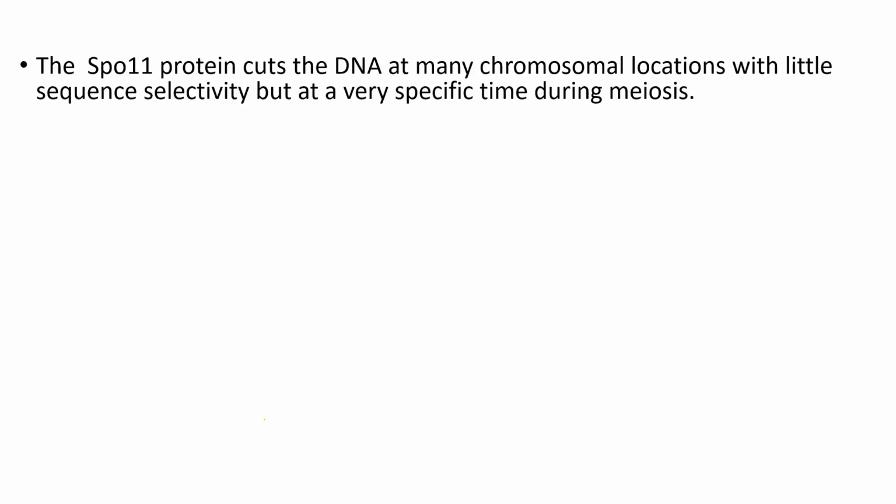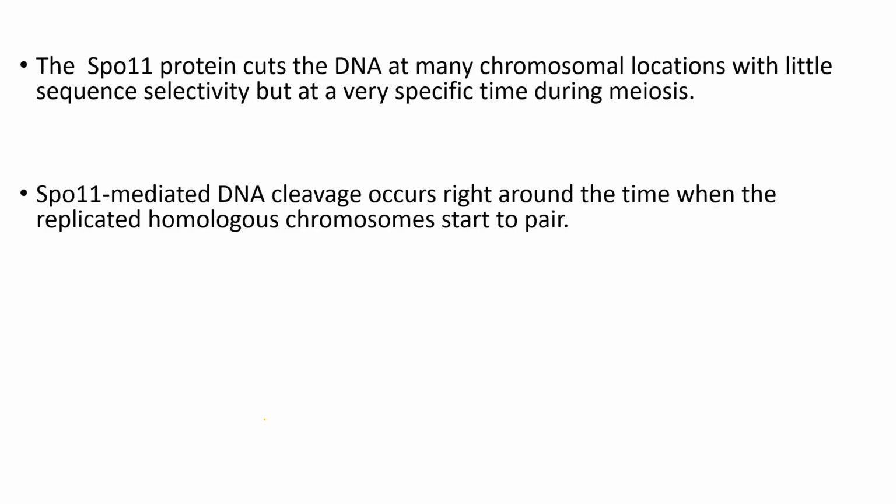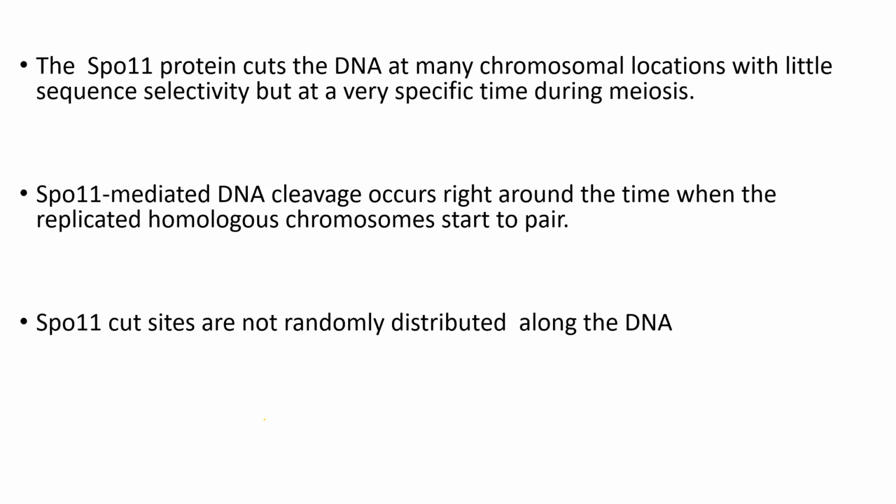The SPO11 protein cuts the DNA at many chromosomal locations with little sequence selectivity, but at a very specific time during meiosis. So the SPO11 protein will introduce double-stranded breaks at many chromosomal locations during meiosis. There is little sequence selectivity, but more important than that is the time. This SPO11-mediated DNA cleavage occurs right around the time when the replicated homologous chromosomes start to pair, which we have seen in the previous diagram.